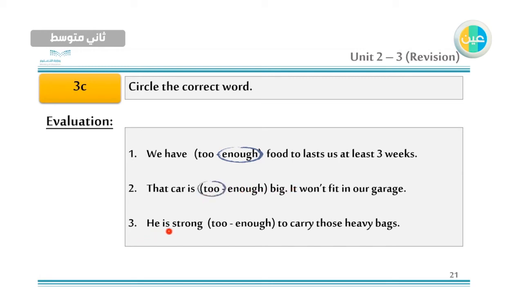Number 3, he is strong too or enough to carry those heavy bags. Can we say he is strong too or he is strong enough? Okay, so we don't have a noun here, so this is the adjective. Okay, so can we say strong too? No, we can't, because too comes before adjectives. So the correct answer is enough.